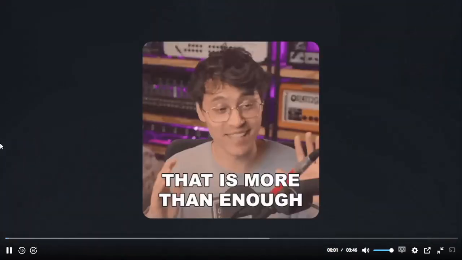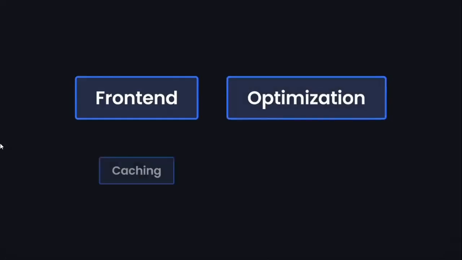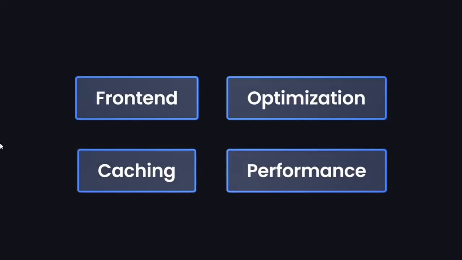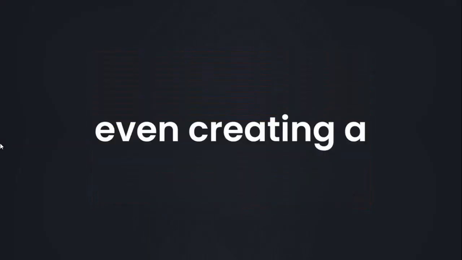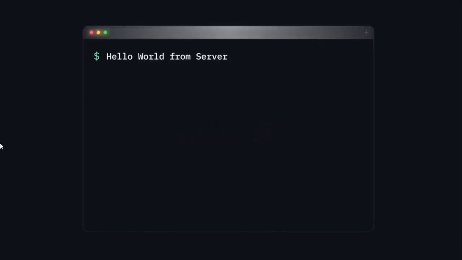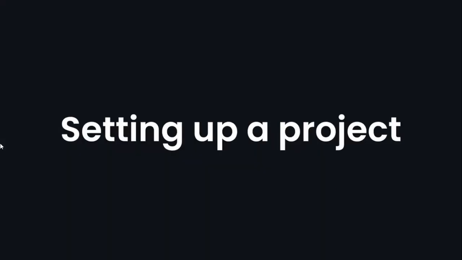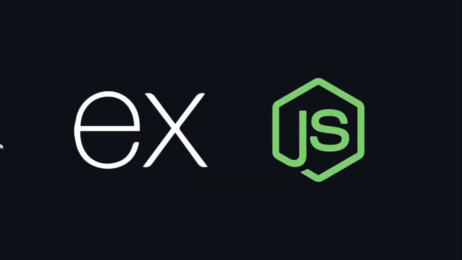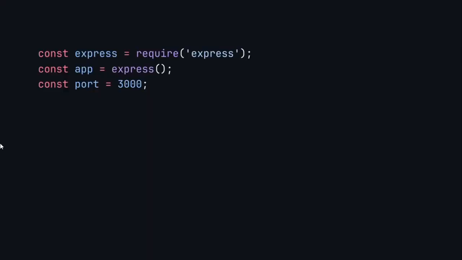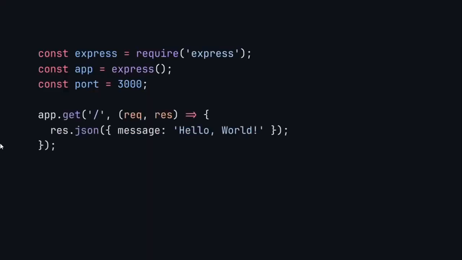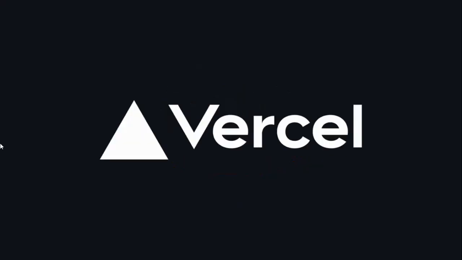API routes. Enough with front-end stuff, optimization, caching, performance, and all that. It's time for some backend work. If you've ever done some backend, even creating a simple hello world from server message requires a fair bit of setup. It involves setting up a project, installing necessary packages like Express for Node, writing server code, setting up Express, the port, and then making that port listen, running it, and then deploying it using some paid or free service so you can finally use it on the front end.